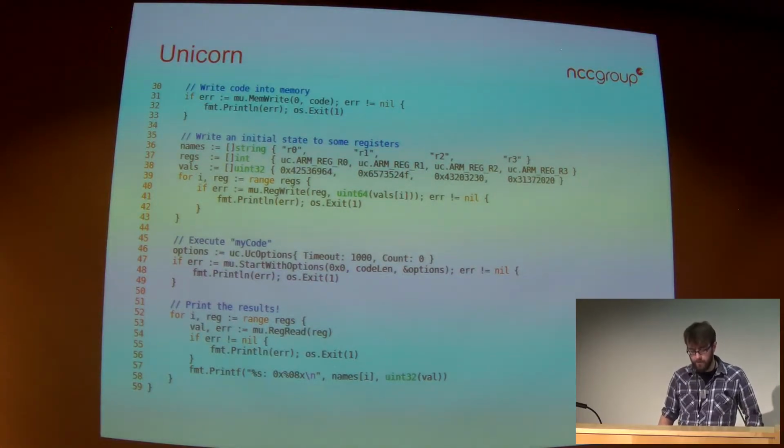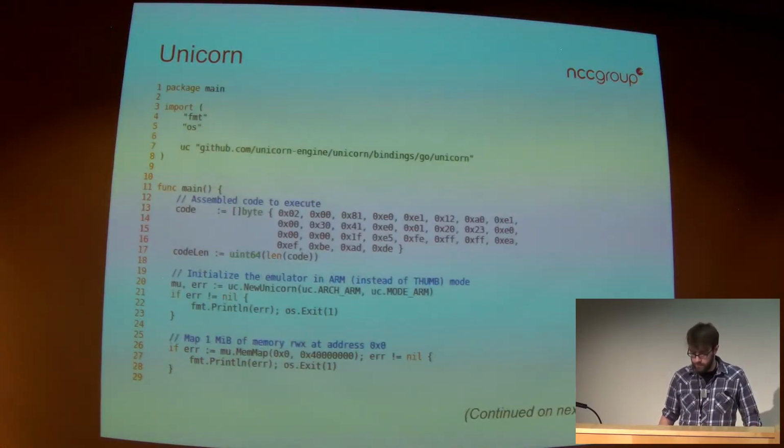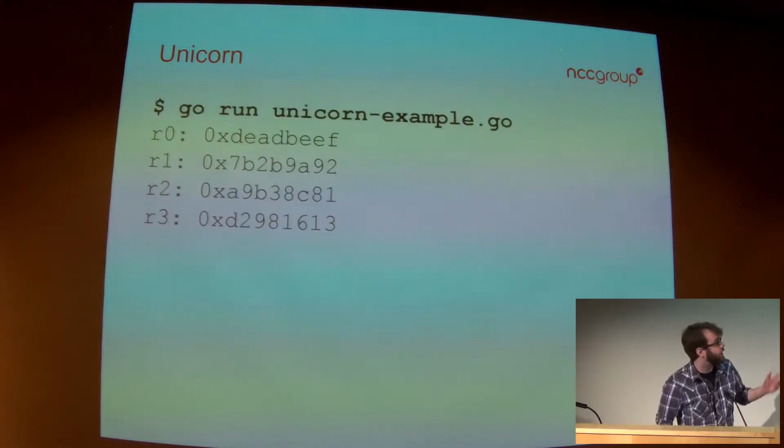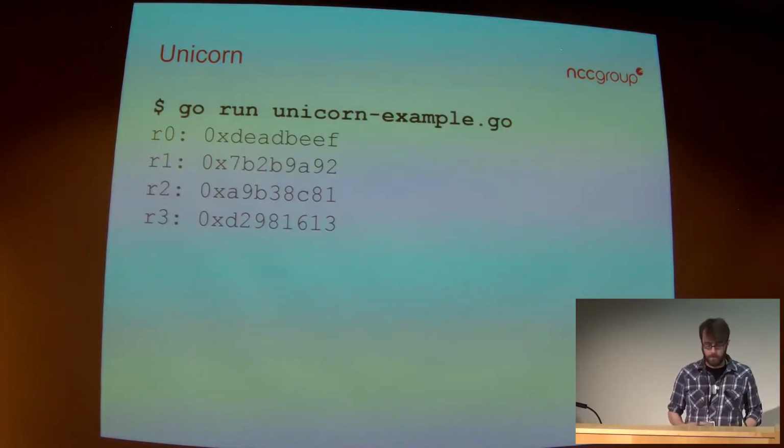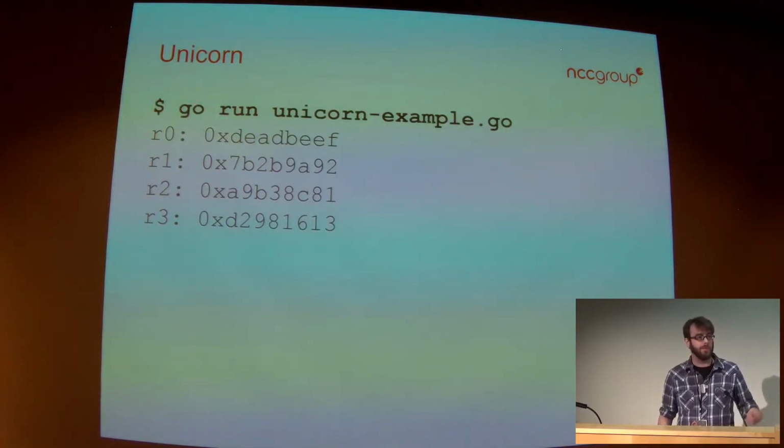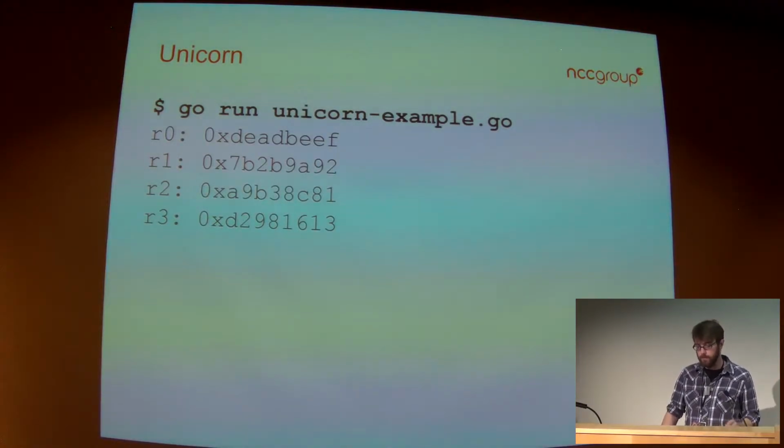Go read each of the registers. For each register, go printf it, so I print the name and then the value. So, excuse me, there's the output of running that. That's pretty cool. We just took some random code and in a couple minutes we're running it. That's fantastic. So kudos to the Unicorn people.